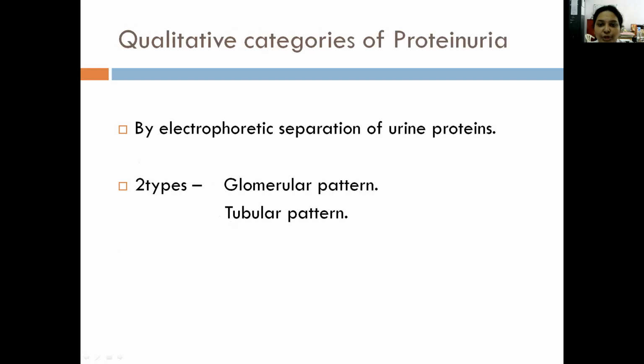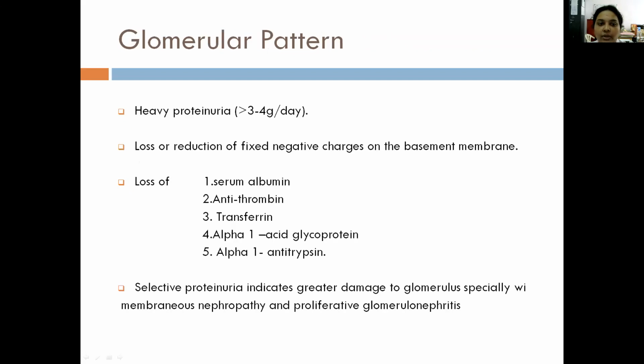Qualitative categorization of proteinuria can be done by electrophoretic separation of urine proteins. The two most common types are the glomerular pattern and the tubular pattern. Next, we will see in detail about the glomerular pattern and tubular pattern. In the glomerular pattern, there will be heavy proteinuria exceeding 4 gram per day.